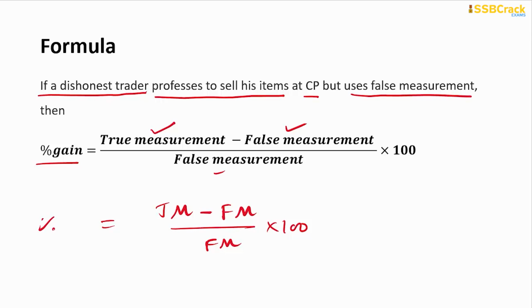And this is the formula for finding the gain percent for a dishonest trader who is misleading customers. It shouldn't be done, but we are here to understand how the calculation happens this way. So when the dishonest trader professes to sell his items at CP but uses false measurement to make enough profit, the formula is percentage gain equals Tm minus Fm upon Fm into 100. So let's check out an example then.